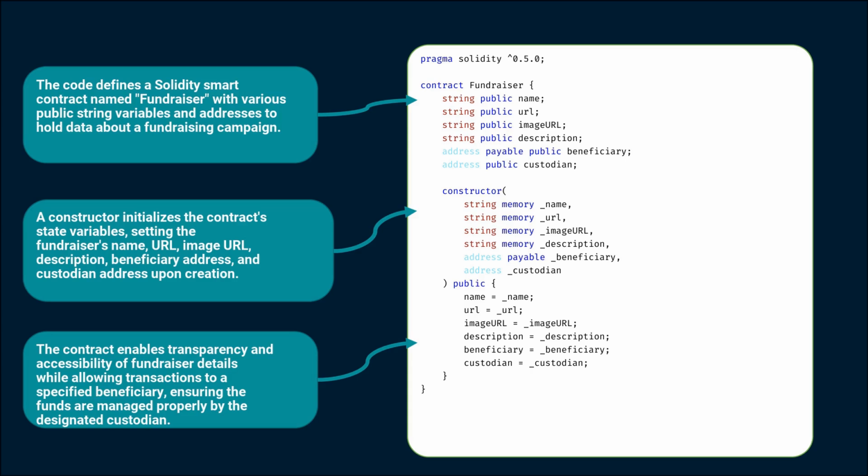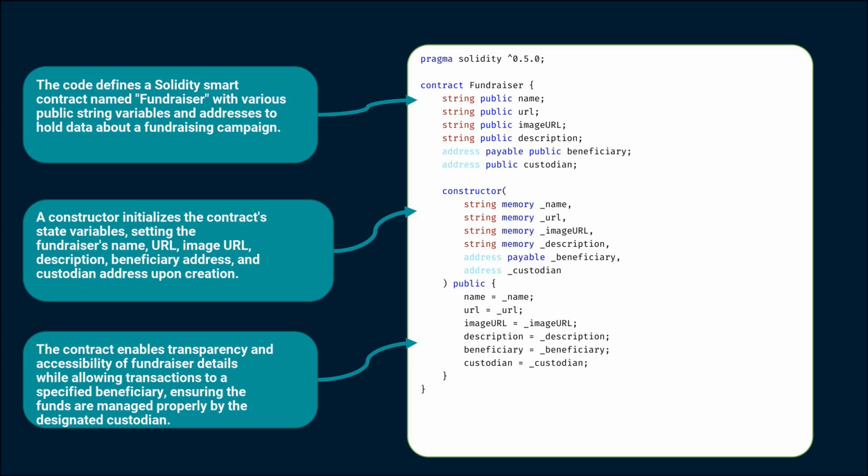Next, we introduce a constructor function that initializes these variables when a new instance of the fundraiser contract is created. This means whenever someone sets up a new fundraiser, they'll need to provide this crucial information, ensuring that everyone has the necessary details readily available.